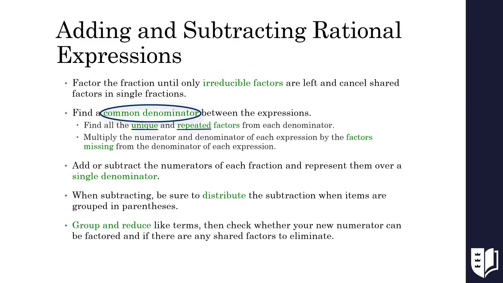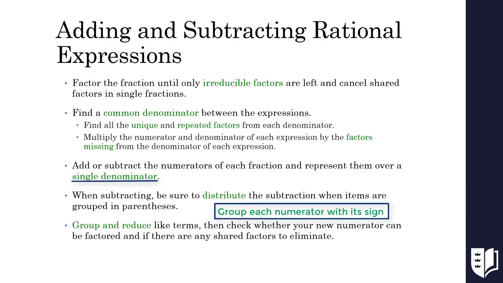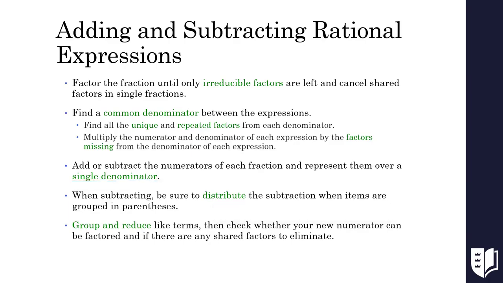Once we know what our common denominator will be, we need to multiply each fraction's numerator and denominator by the factors its denominator is missing. Once all of our fractions have a common denominator, place all of the numerators over a single denominator and operate using the order of operations. Don't forget to group each numerator with its sign, especially when subtracting. After operating, group and reduce like terms. Finally, check if our answer's numerator and denominator share any factors.